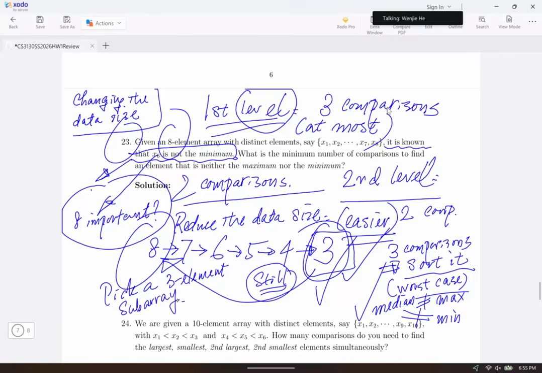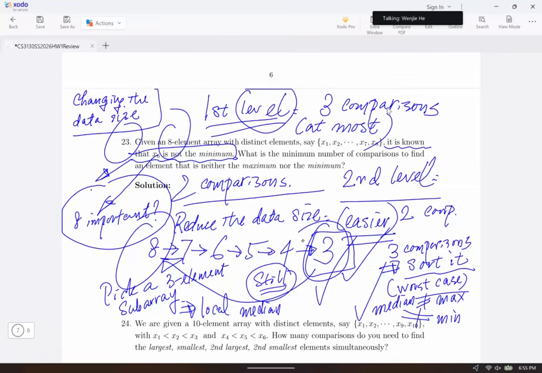You just pick a 3-element subarray from the original array, arbitrary 3 elements. Then you find the median of the selected 3 elements with 3 comparisons. That median, we call it our local median.